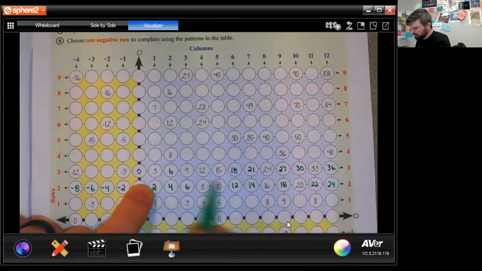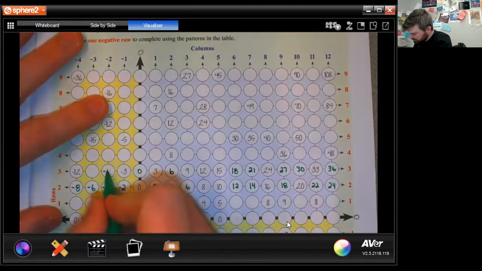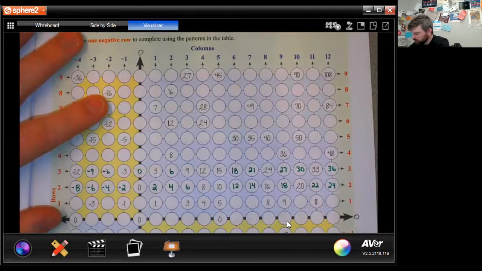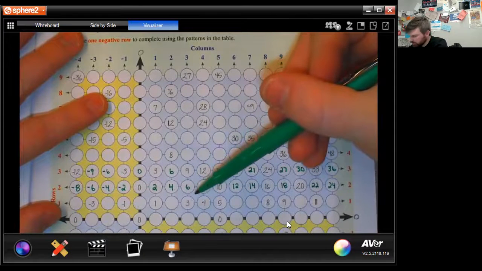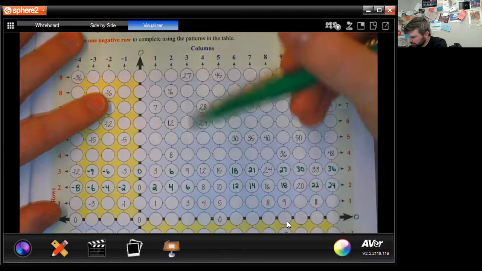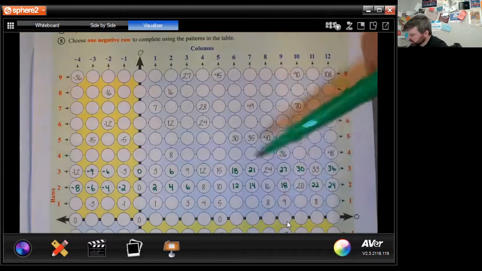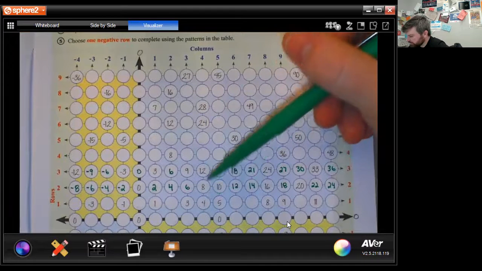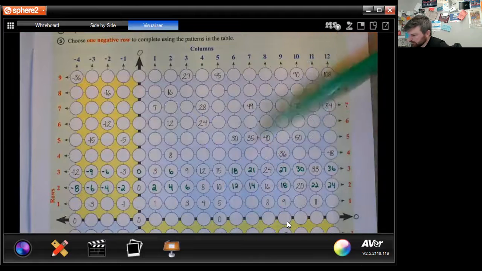Then we repeat that pattern going backwards. So -3, -6, -9, -12. And maybe you kind of see a pattern going up as well. If we look at this column of 3, you got 3, 6, 9. And then 4, you got 4, 8, 12. Those are going up by 4s. These were 3s, 5s, going up by 6s. So there's tons and tons of patterns.